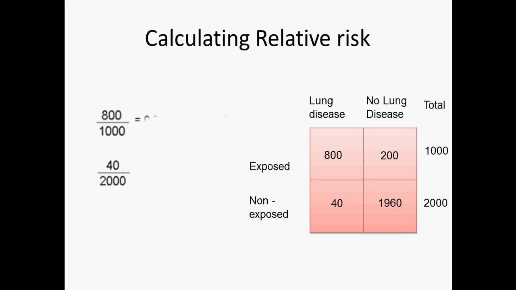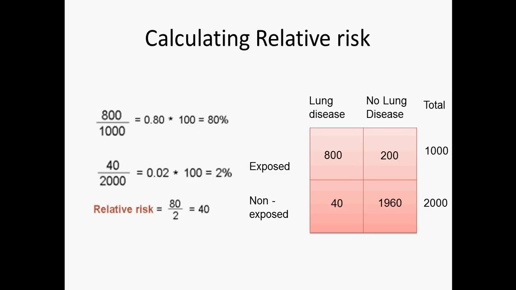So this is the calculation for the individual incidence. We get 80% and 2%. You can express it either as 80 per 100 and 2 per 100, or you can express it as per 1000 also. What we do next is take the relative risk, that is, divide the incidence among the exposed by the incidence among the non-exposed, to get a number which is the relative risk, and in this case it is 40.